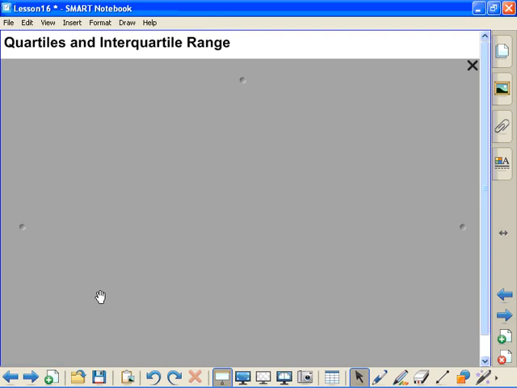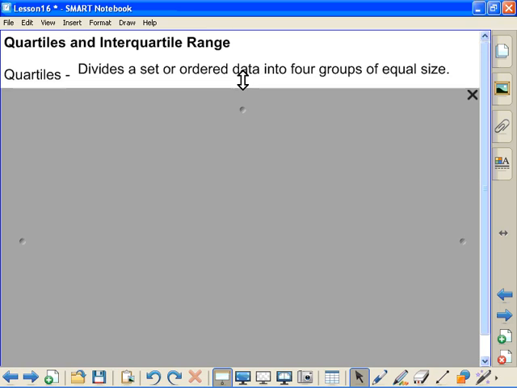Hello and welcome back. We're now going to take a look at the second type of measure of spread, specifically quartiles and interquartile range. I've just pulled the screen shade up a little bit so it lets you pause it and get some of the definitions down. So what is a quartile?